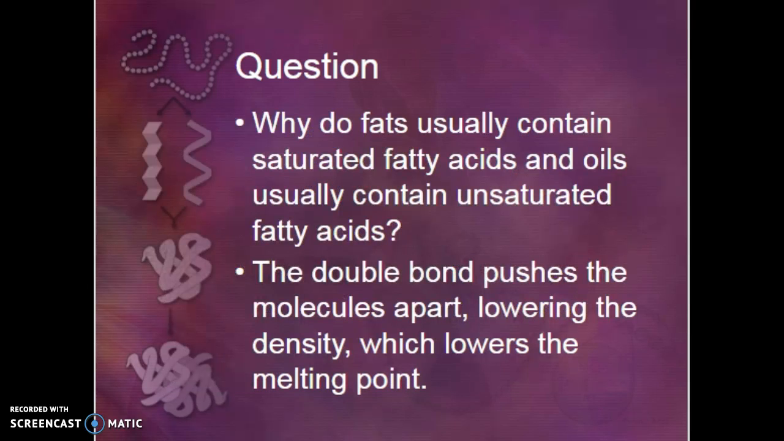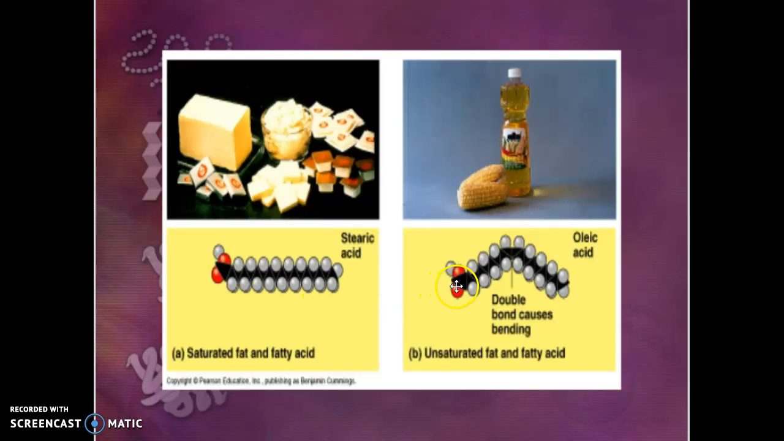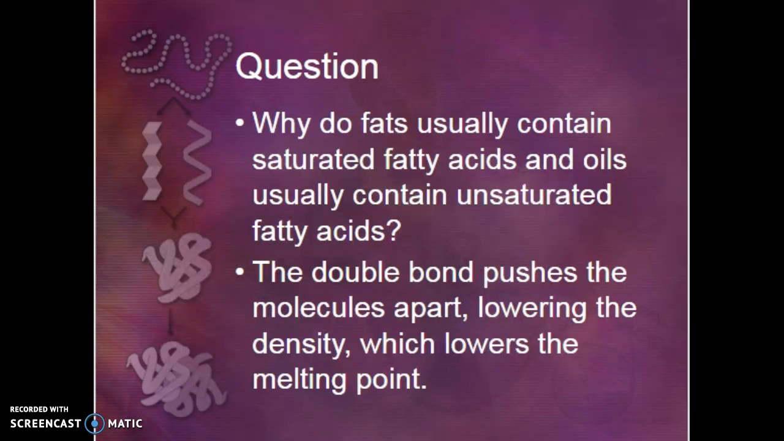So why do fats contain saturated fatty acids and oils contain unsaturated? Well, because the double bond is going to push those molecules apart, which lowers the melting point and impacts the physical properties of the collection of molecules. So this unsaturated fat is going to be pushed apart, and it's going to cause the substance to be a liquid. Where this, we can just stack them up, stack them up, stack them up, and make a whole pat of butter. We'll pick up from there in Lecture 2.